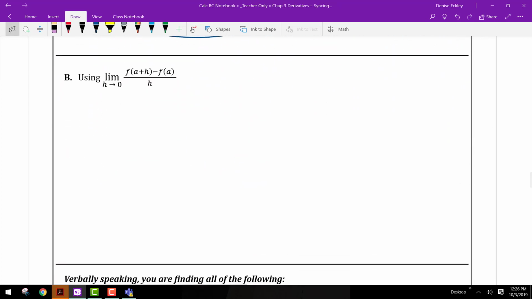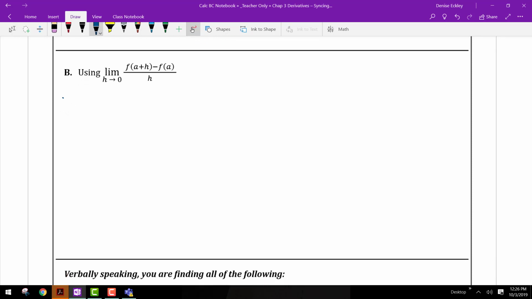Okay, so now let's do it using the definition of the derivative. So it's going to be a little different. Now that I'm finding my m in this way, m is going to equal the limit as h approaches 0 of f of x plus a, which is going to look like this, 2 over (3 plus h), minus f of a, that's still 2/3 that we found in part A, and that's all over h.